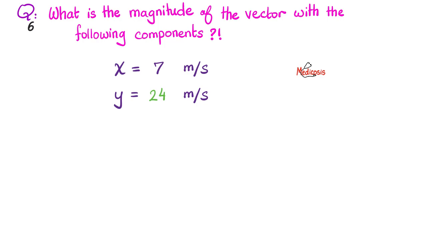Question number 6. What is the magnitude of the vector with the following components? The x component is 7 meters per second and the y component is 24 meters per second. What is the answer? Please pause. Well, that's easy. The x component is always horizontal, so this is my 7 meters per second. The y component is always vertical, and this right here is my 24 meters per second.